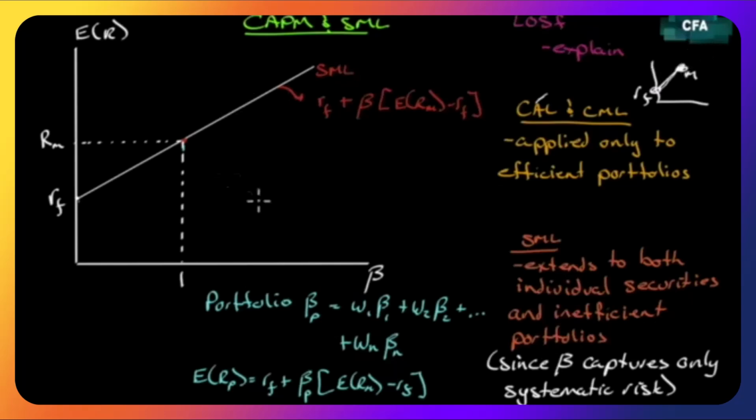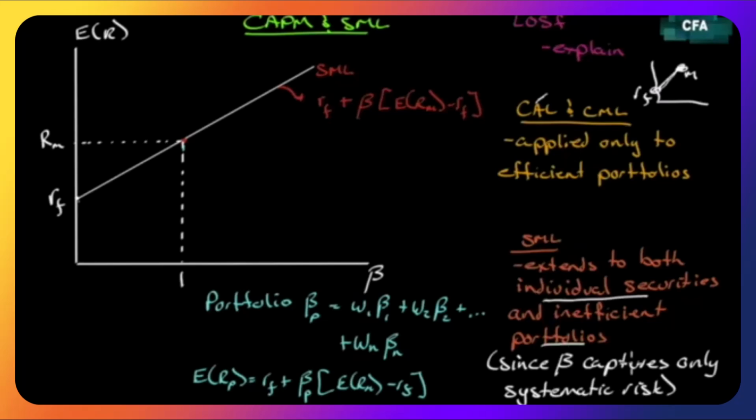The reason we move over to the use of beta is so that we can extend our analysis now to both individual securities and inefficient portfolios, since beta captures only systematic risk. So we can just capture the systematic risk of a particular asset, a collection of assets, a well-diversified portfolio, and a not so well-diversified portfolio, almost anything.